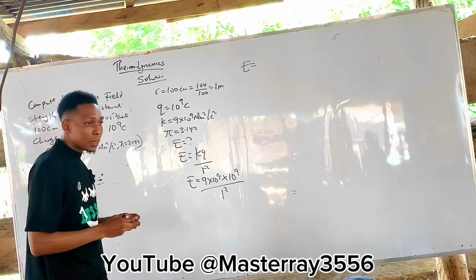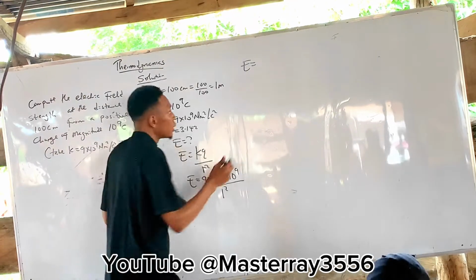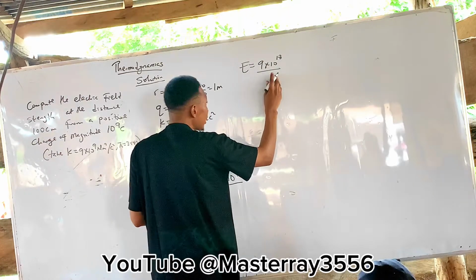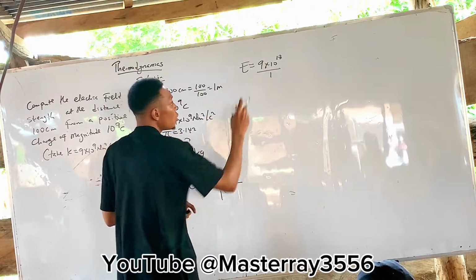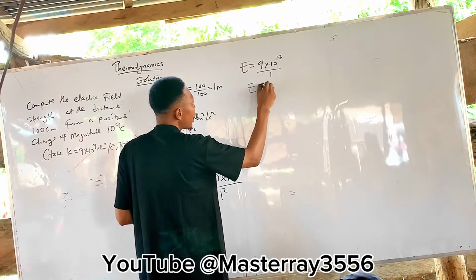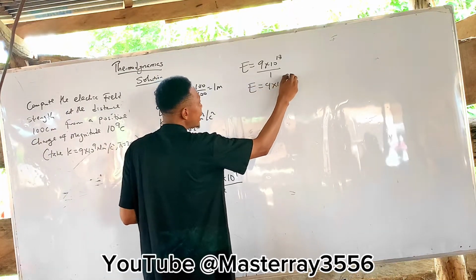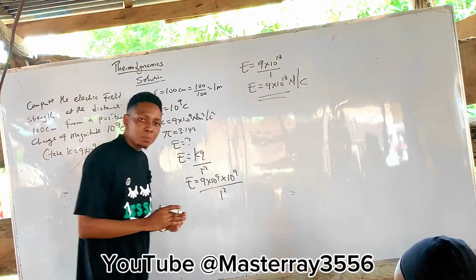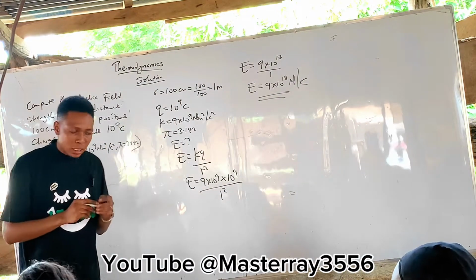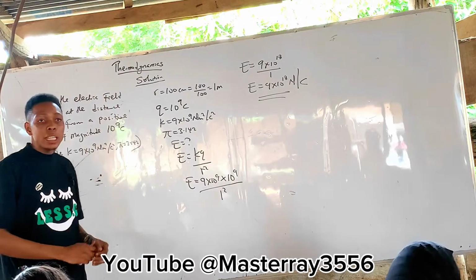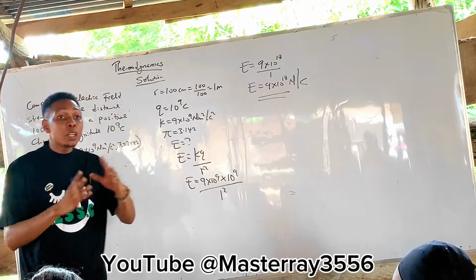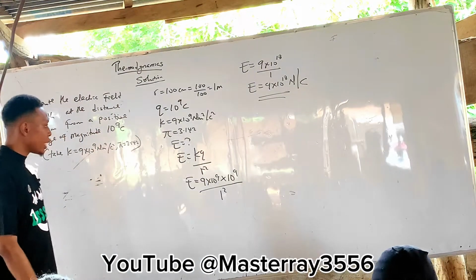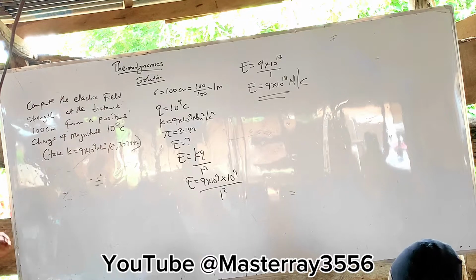What do we have? 9 times 10 raised to power 18, divided by 1 square, which is written as 1, right? So if you divide this, we have 9 times 10 raised to power 18 Newton per coulomb. So that's the answer. Is it not easy? It is. So you can copy that. Just that the one we did before, we were given various distances, that's why it took a little while to solve. All right, so you can copy that.